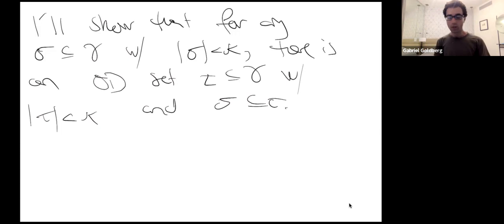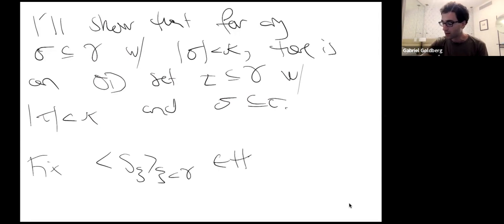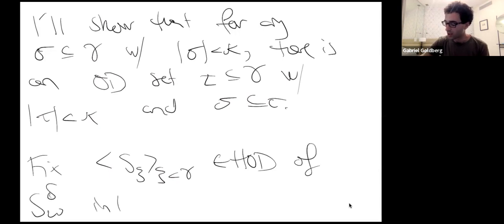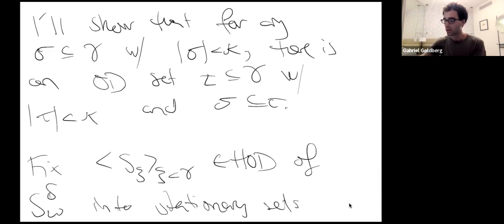So how to do that? Well, we can fix, by our assumptions on gamma and delta, an OD partition S sub c for c less than gamma of S delta omega into stationary sets. And since kappa is a supercompact cardinal, you can think of kappa as being way down below everything in sight. It doesn't actually matter here.